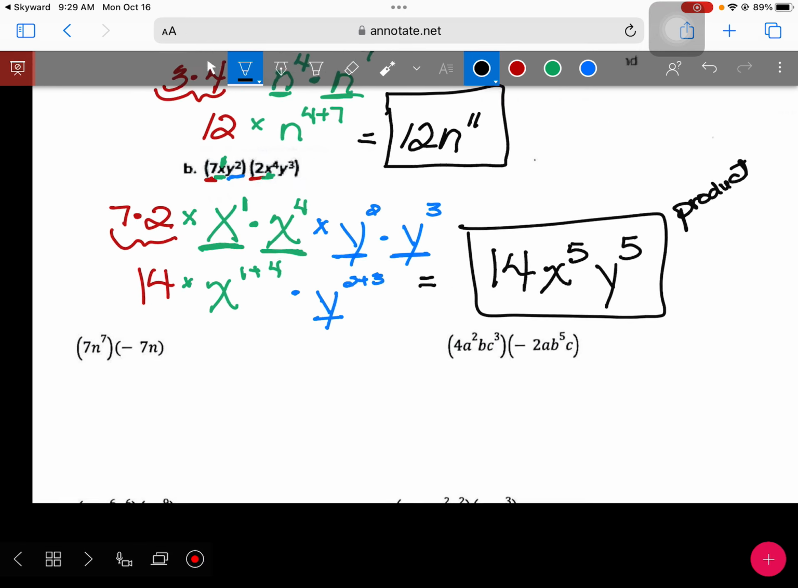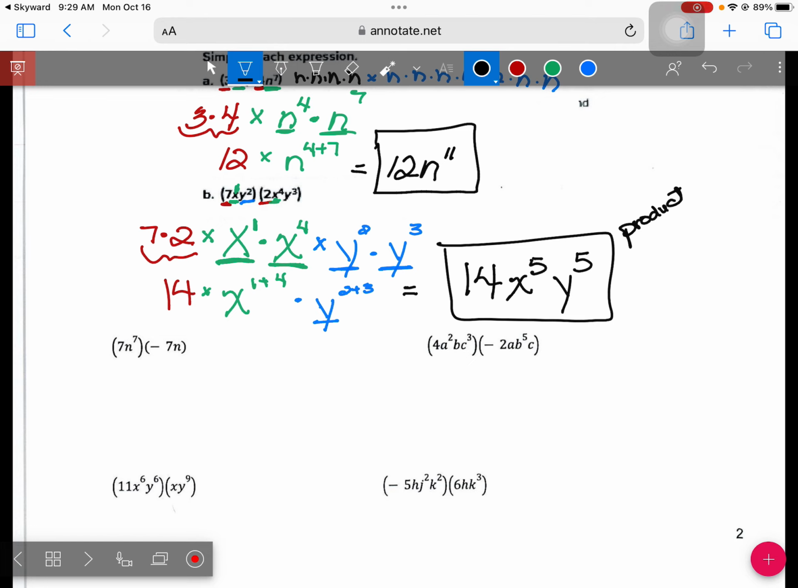But that is my simplified product for multiplying these two expressions together. What questions do you have about that?